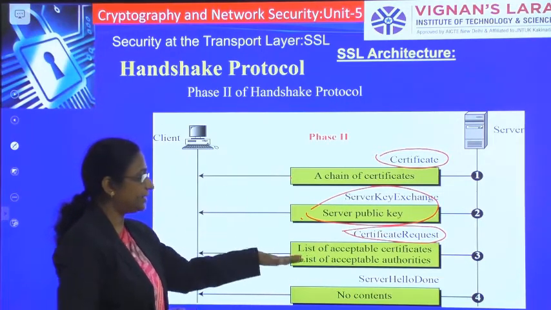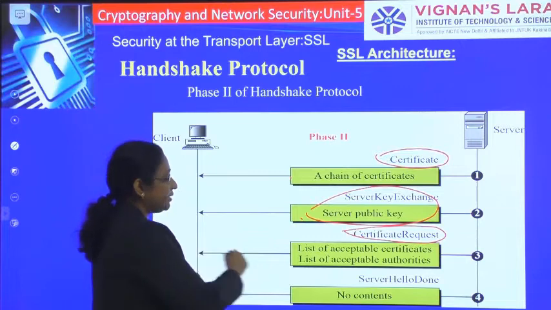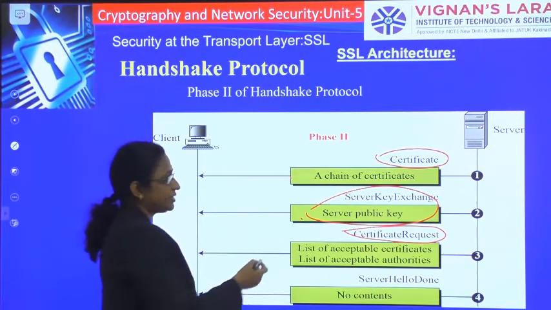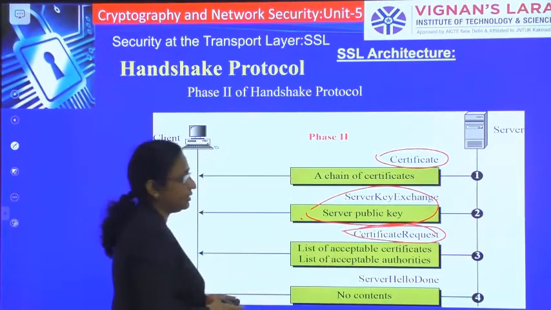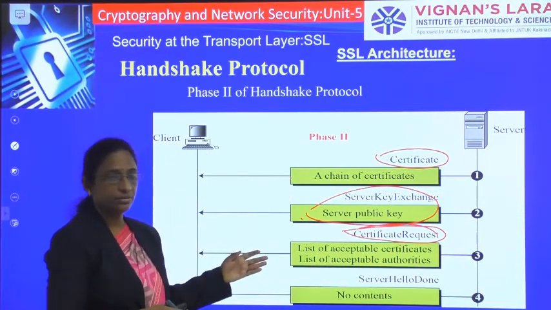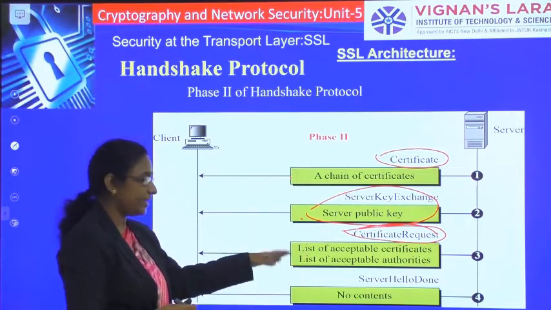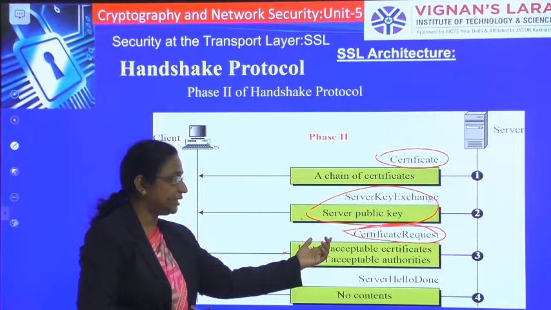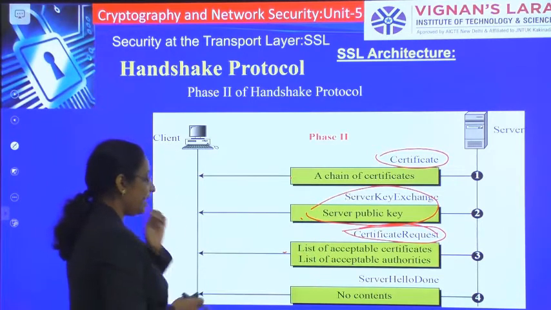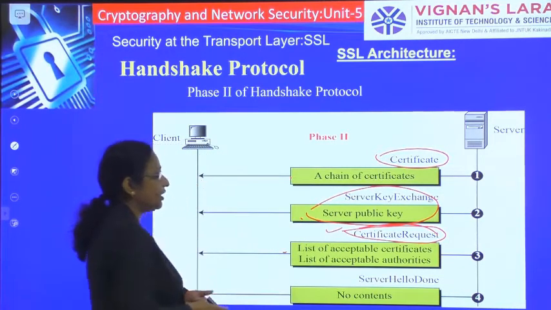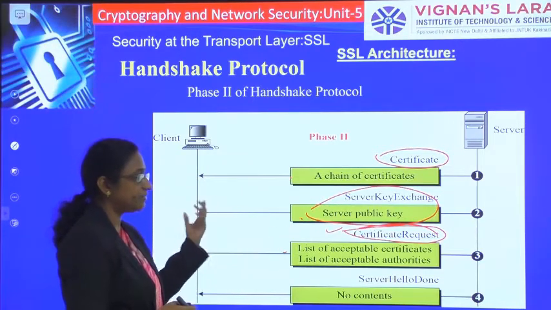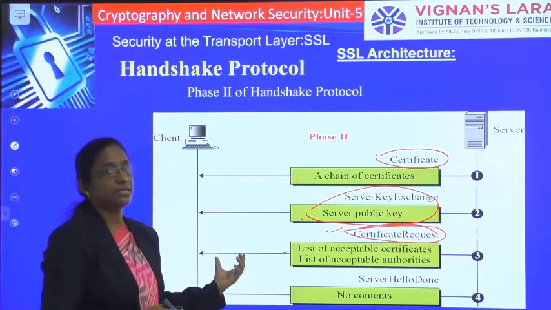Similarly, for the client to authenticate to the server, the client has to send the certificate. The server is requesting the client to send the certificate, with a list of acceptable certificates and acceptable authorities. In this third one, the server is requesting the client to send the certificate for authentication purposes.